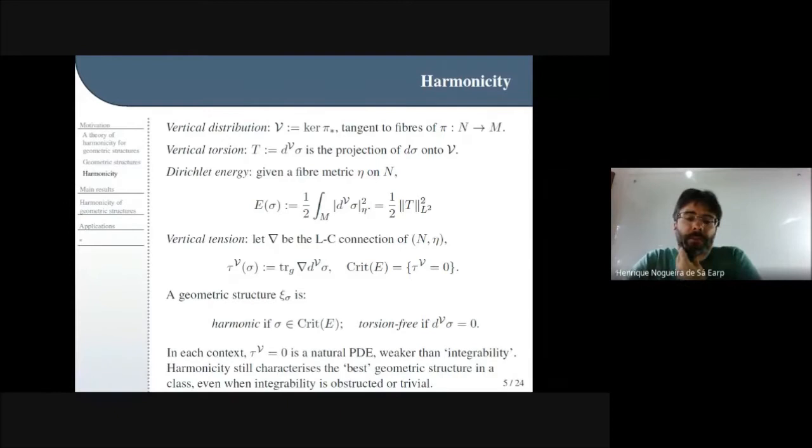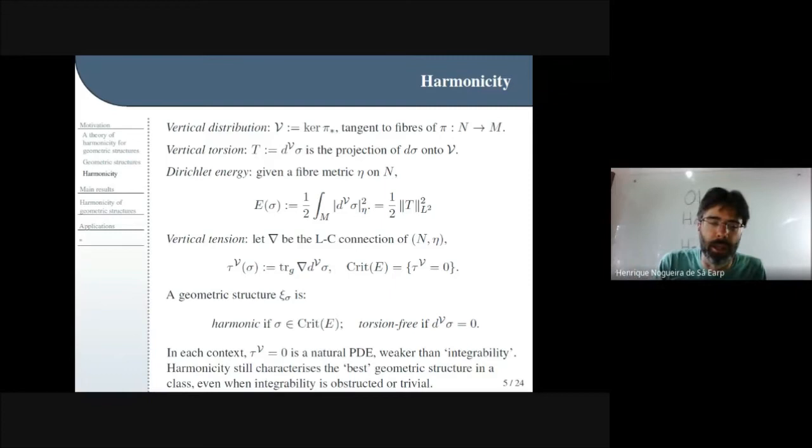The reason for taking a vertical component is that one can show easily, just as for harmonic maps, that the horizontal contribution of the energy is just a constant, it's topological. So the only interesting part of the energy is this vertical component. And if you look at the variations of the Euler-Lagrange equation of the Dirichlet energy, you find that the critical set consists of the sections with zero vertical tension. So that's what motivates us to call a section harmonic. And if it has no torsion at all, then we'll call it, of course, torsion free.